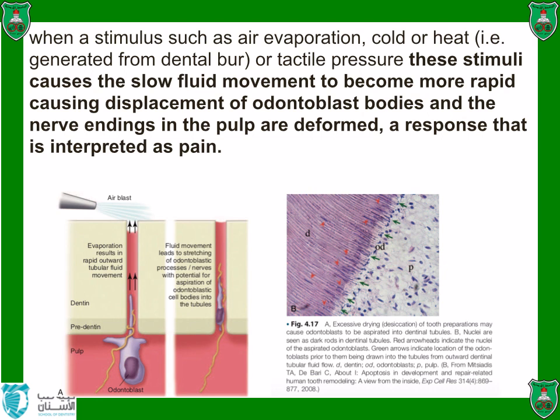Now hot drinks will lead to the movement of fluid from outside to the inside of the bulb, and this will lead to the movement of the odontoblast more toward or inside the bulb. This also will lead to deformation of the nerve ending and will be interpreted as pain for the patient. However, hot stimuli are less common in the oral cavity and they do not affect the odontoblast as effectively as cold or evaporation stimuli.